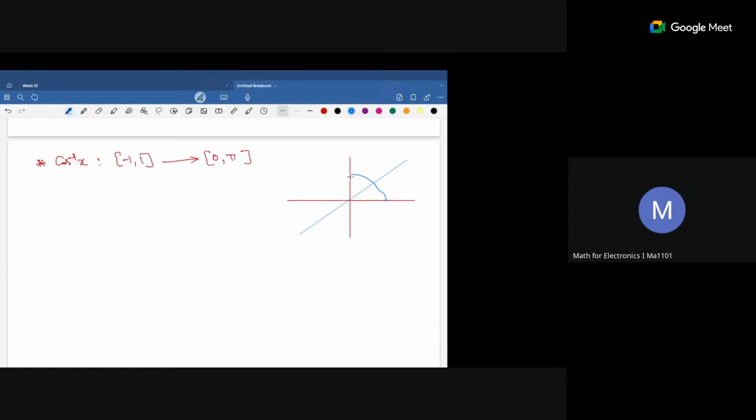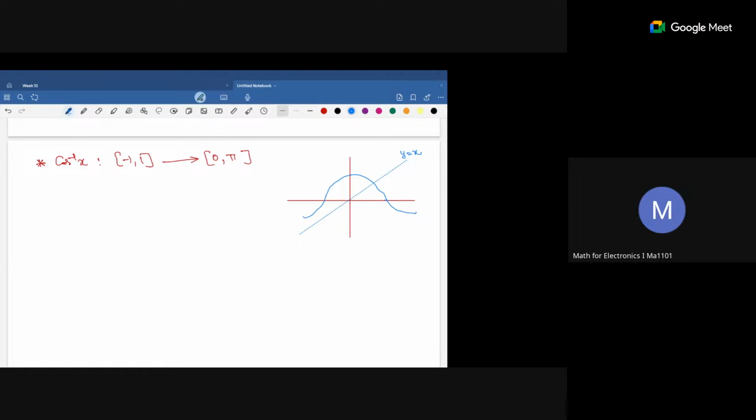cos x will look something like this, right? And from 0 to pi, it will have this kind of shape. Right, now what you have to do is you just have to reflect it with respect to this y is equals to x line. That's it. Okay.